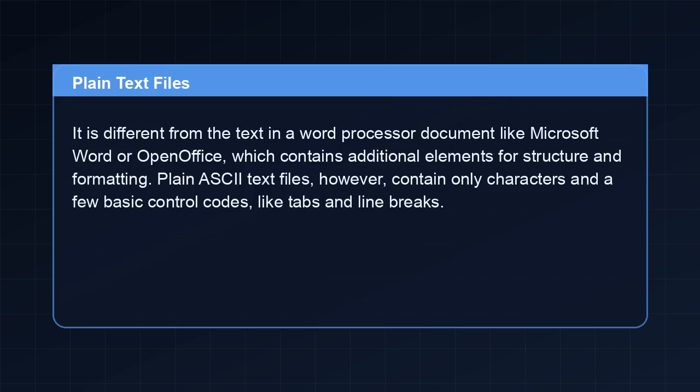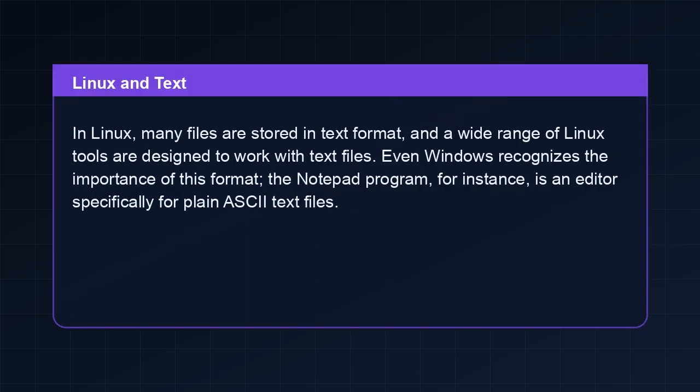It's different from the text in a word processor document like Microsoft Word or OpenOffice, which contain additional elements for structure and formatting. Plain ASCII text files, however, only contain characters and a few basic control codes like tabs and line breaks. In Linux, many files are stored in text format, and a wide range of Linux tools are designed to work with text files. Even Windows recognizes the importance of this format. The Notepad program, for instance, is an editor specifically for plain ASCII text files.